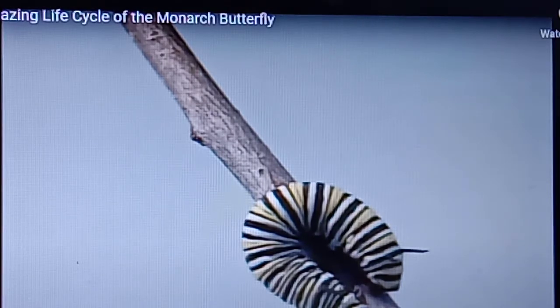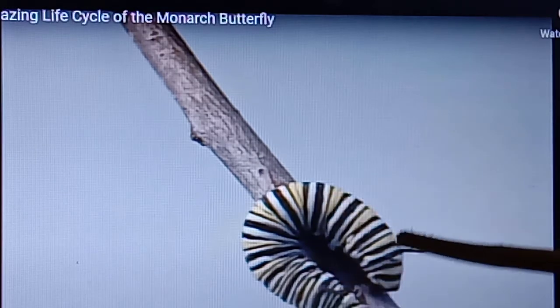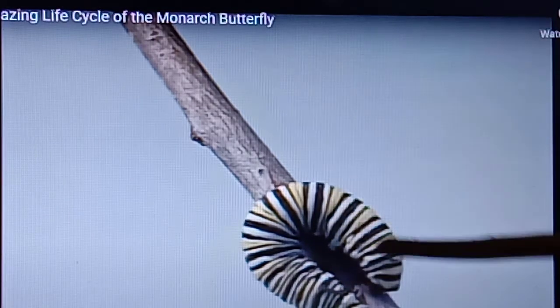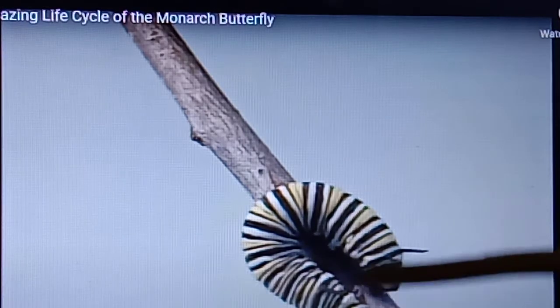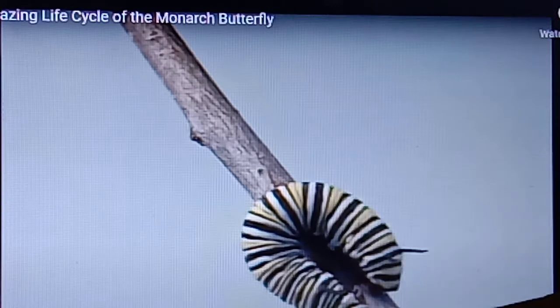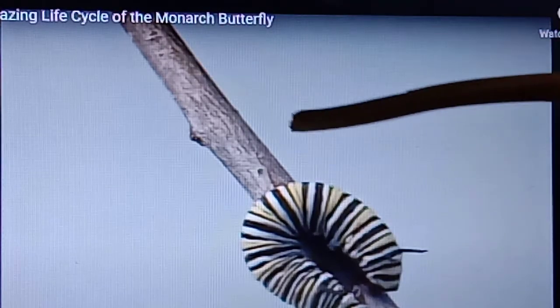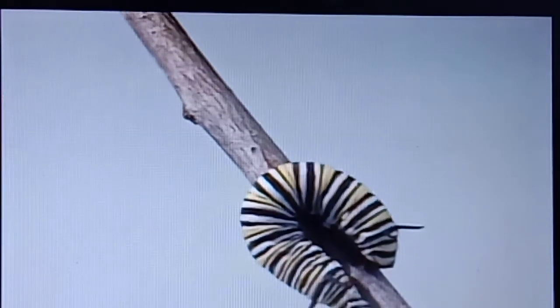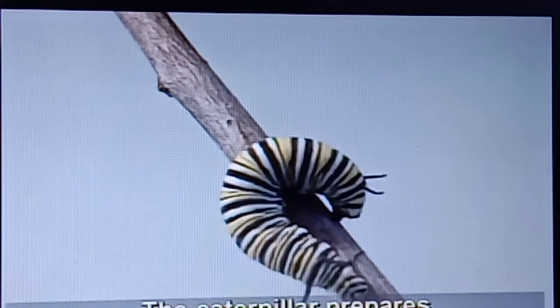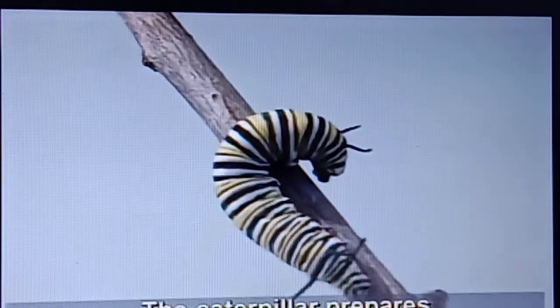Now, this caterpillar is searching for a stalk or a twig. What is meant by stalk? Stalk means the stem of the plant. What is meant by twig? Twig means a branch that grows from the stem. See here, this is called a twig. It's a small branch. Here it is searching for a place to enter the next stage.